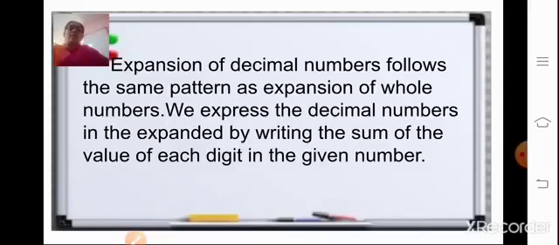Now expansion of decimal numbers follows the same pattern as expansion of whole numbers. In the lower classes you have already studied how to write the numbers in expanded form, correct? So the pattern is the same for whole numbers. And we express the decimal numbers in expanded form by writing the sum of the value of each digit in the given number. The pattern is the same, but after the decimal point the numbers get 10 times smaller. So let's learn how to write the expanded form of decimal numbers.